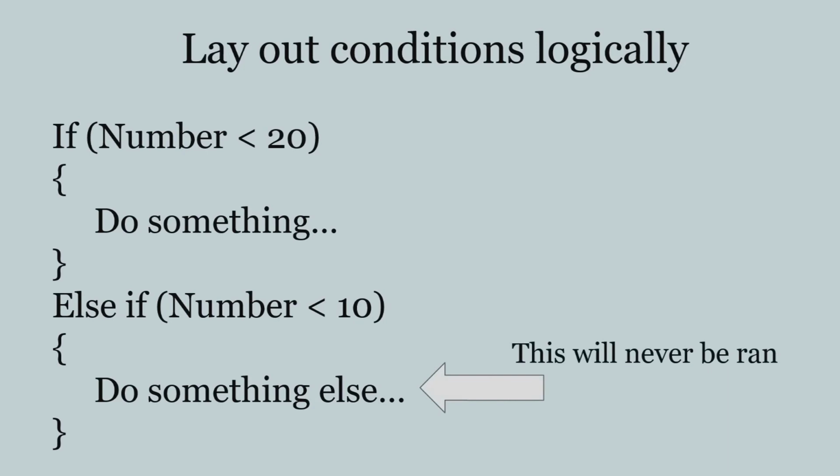For example, if number less than 20 is followed by else if number less than 10, the else if will never be reached because any number under 10 is also under 20.